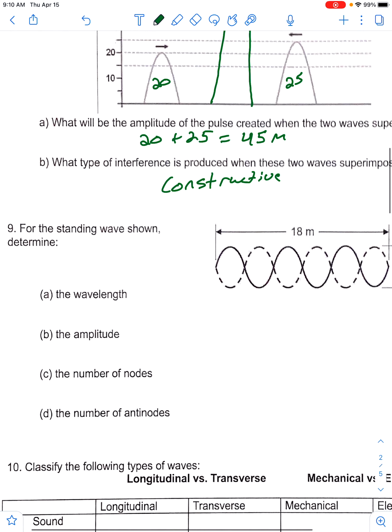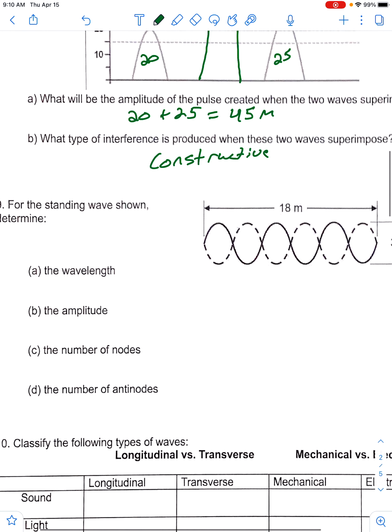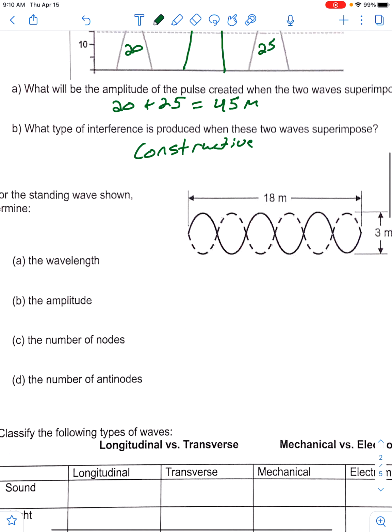For this standing wave shown, determine the wavelength, the amplitude, the number of nodes, and antinodes. Okay, so this is called a standing wave. First thing we can do is we have our distance for the entire thing. So we need to figure out what's the distance of one wave. We need to find the wavelength. So I need to figure out how many waves I actually have in this distance. So I'm going to follow this. I've got one wave, two waves, and three waves. So there are 3 total waves in this distance.